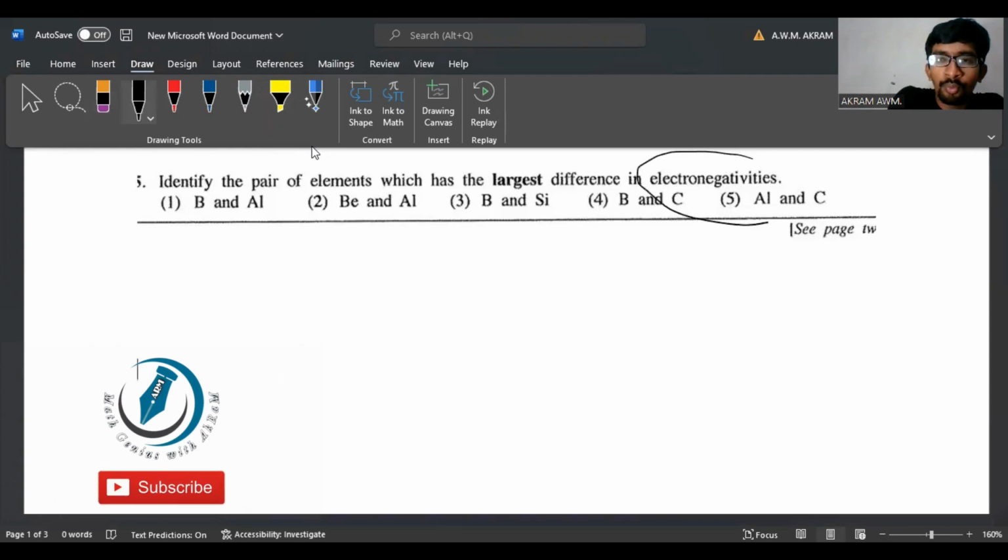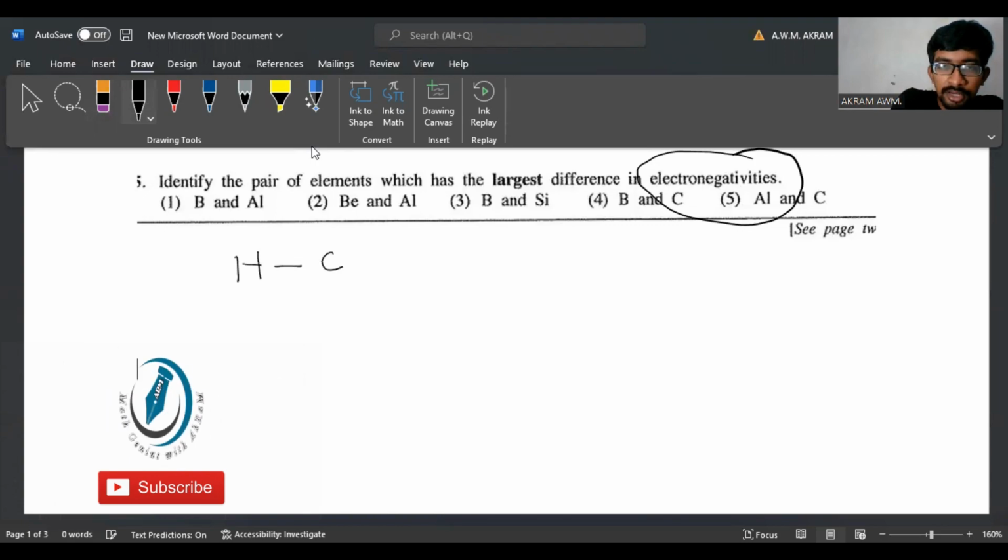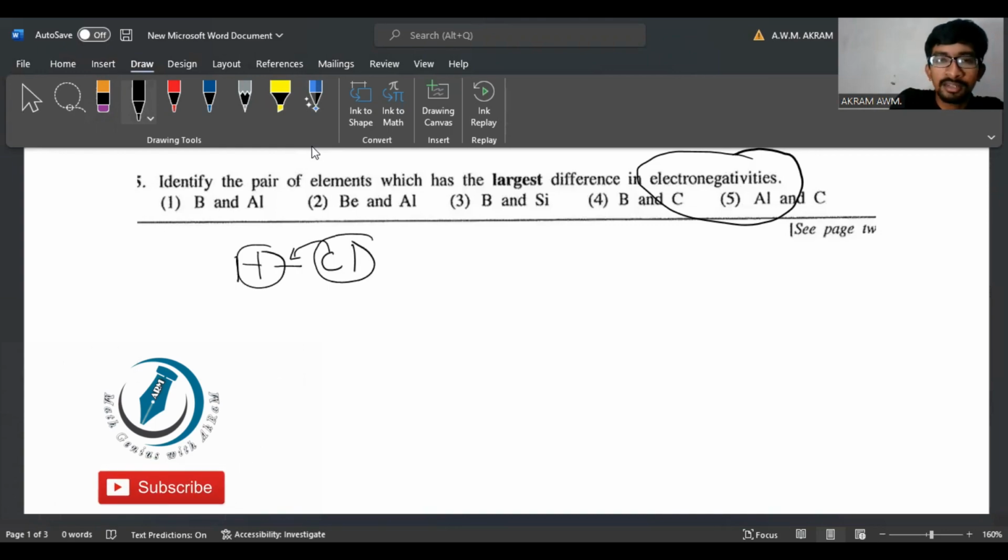Do you all know what electronegativity is? I'm explaining here. First, I consider a bond, HCl. Electronegativity means the ability to attract the electrons from a bond. In this case, Cl has a greater electronegativity than hydrogen.